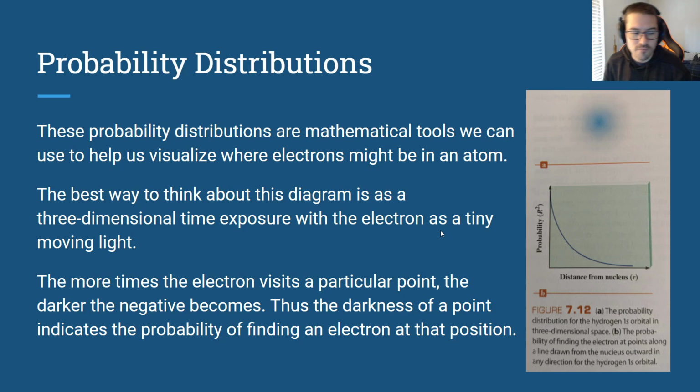That's it for the first video. We're going to apply this concept of probability distributions to what are referred to as electron orbitals. And then we're going to learn how to work with electron orbitals and apply that to electron configurations in the next video.